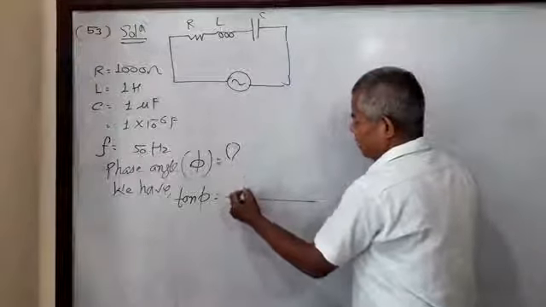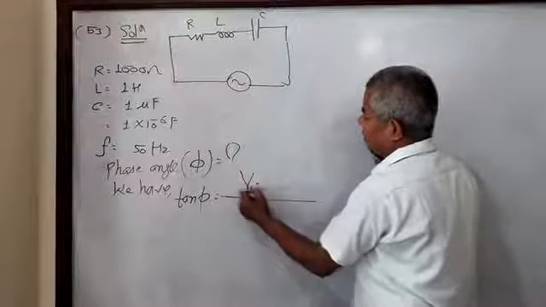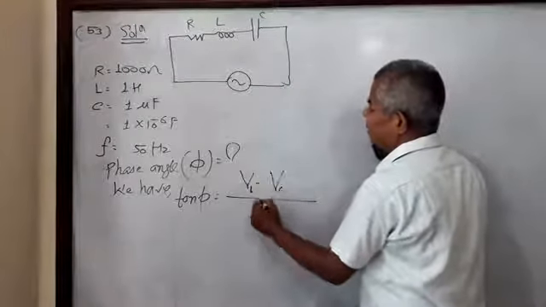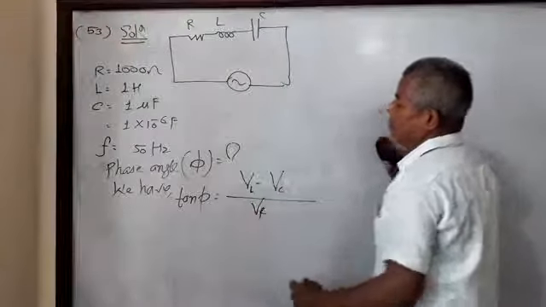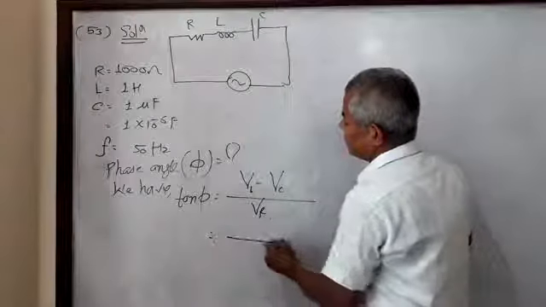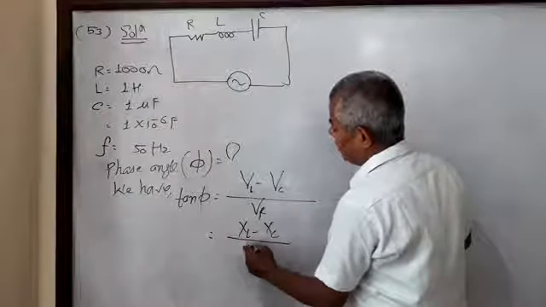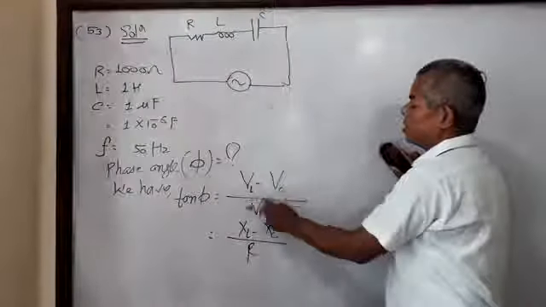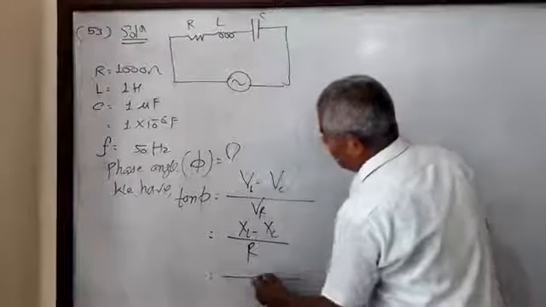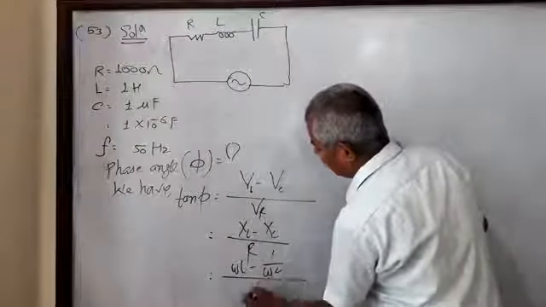VL minus VC divided by VR. VL minus VC divided by VR means XL minus XC divided by R, because current is common, the terms are cancelled. Then XL has value omega into L and XC is 1 by omega C, divided by R.